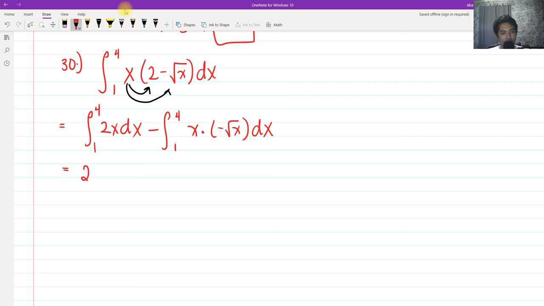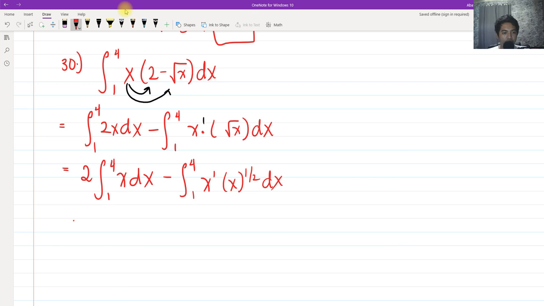Using properties of integrals, again, we can factor out 2 outside of the integral. So we have x dx here. Technically, the exponent of x here is 1, and the exponent of square root of x here is 1/2. It would not be negative because we already have the minus sign here. So that's the reason why we don't have the negative here. So we have x raised to 1 multiplied by x raised to 1/2 dx.